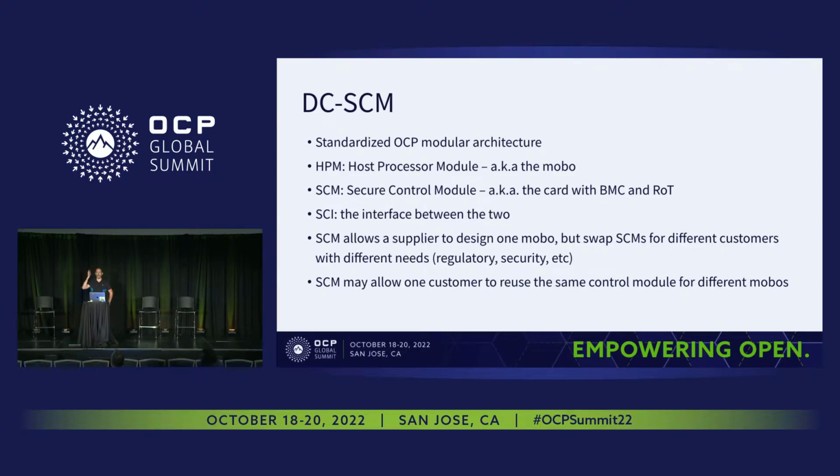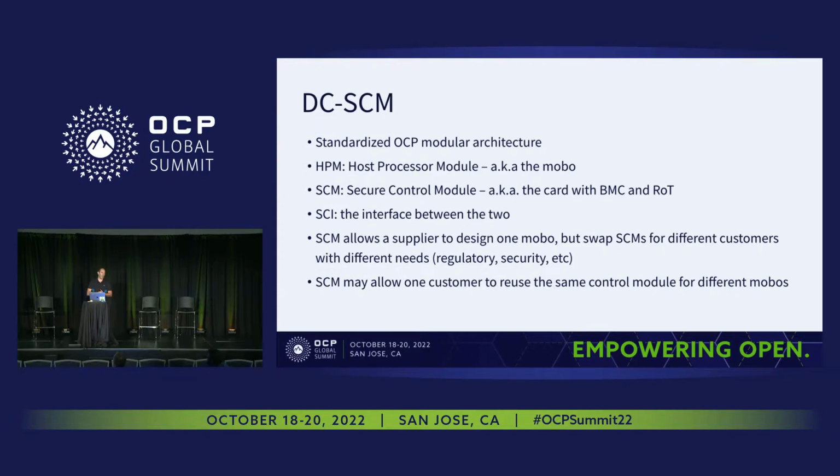It's a standardized OCP modular architecture where you separate the motherboard with the CPU and the DIMMs from a secure control module where you put your hyperscaler super secret sauce. In other words, a card with your favorite BMC and your favorite platform root of trust. So there's a standard for the HBM, formerly known as MOVO. There's a standard for this SCM card. There's a standard for the interface between the two, SCI.